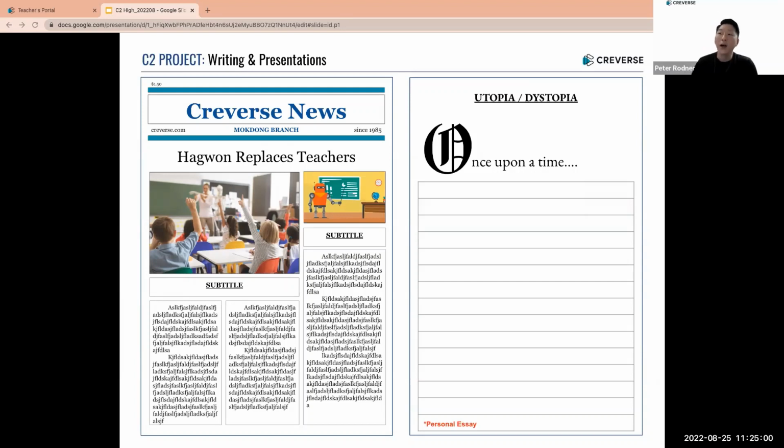In addition, especially for these tracks, for C2 High, it's really talking about, is this good for society? Is this bad for society? So a good one is always utopia and dystopia. You could have a whole lesson. You explain what a utopia is. You explain what a dystopia is, right? And then they can create their own stories, okay?